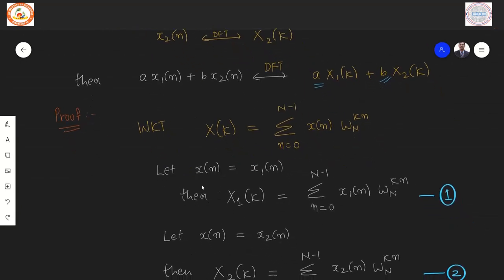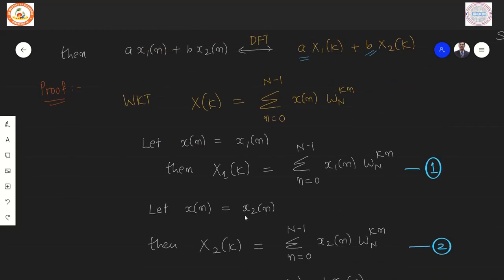First, let us consider the input x of n to be equal to x1 of n. Substituting in the definition of DFT, we obtain the DFT as capital X1 of k, where we have changed the input x of n to x1 of n. Call this equation 1. Next, consider the input x2 of n, and in a similar fashion we call its DFT X2 of k, which is obtained by taking the input x2 of n in the DFT equation. Call this equation number 2.